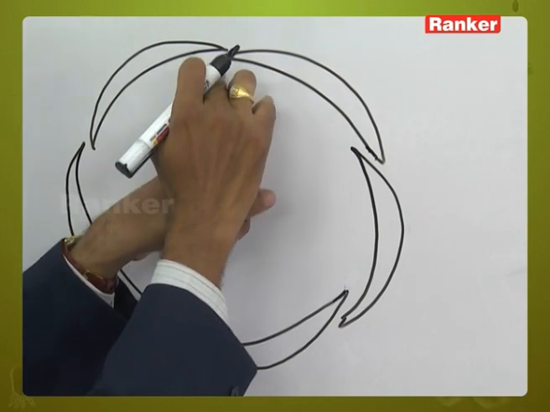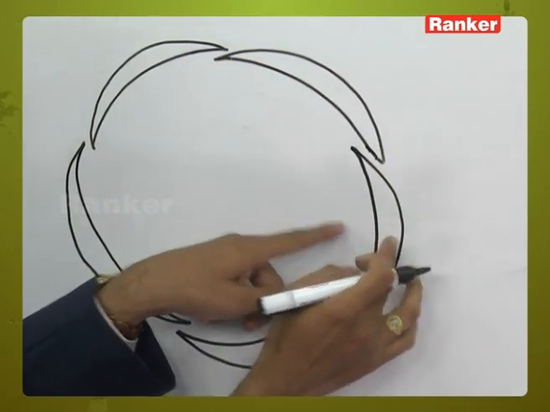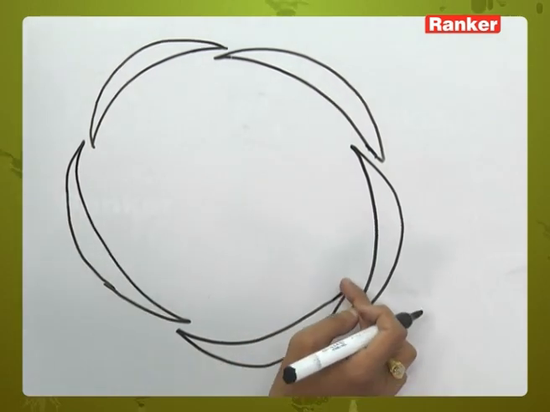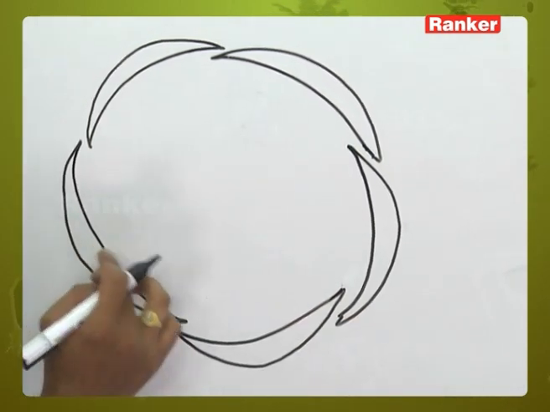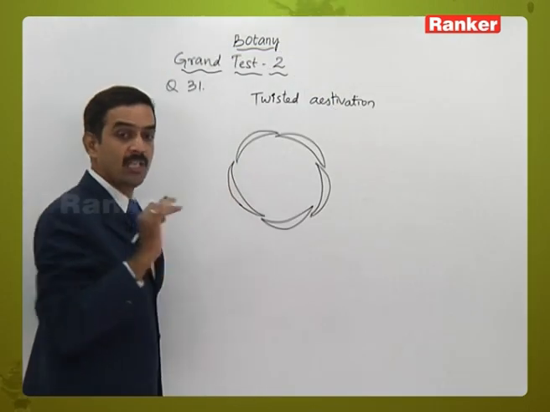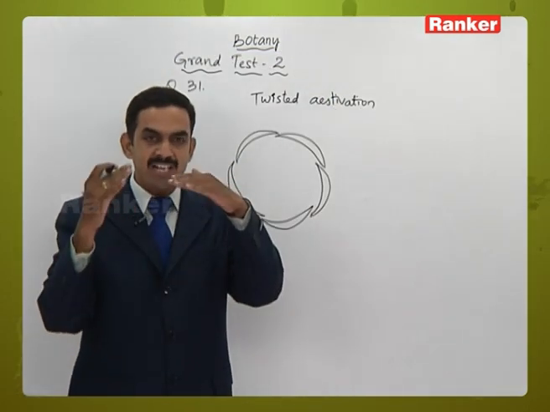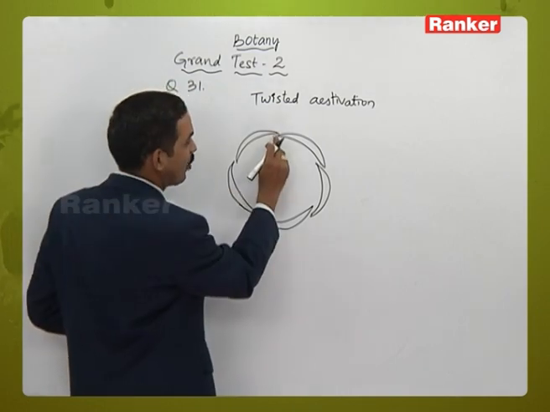Here also one end is inside, one end is outside. In this perianth lobe also one end is inside, one end is outside. In this perianth lobe also one end is inside, one end is outside. Here also one end is inside, one end is outside. In this one, if you see, the margins are overlapping? Yes, they are overlapping.